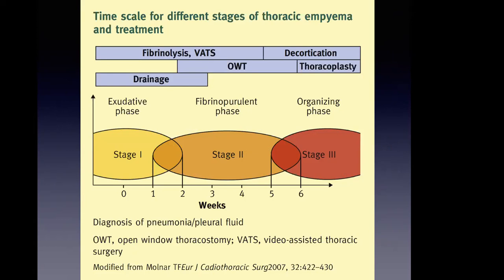For stage two, you can do VATS evacuation. Others would recommend fibrinolysis, but the data on fibrinolysis for empyema are usually for those areas without a thoracic surgeon, wherein there is no access for a thoracic surgeon, and some pulmonologists would offer putting in chest tubes or pleural drains and putting in fibrinolytics, but it's not really equivalent to the outcomes that we have draining it through video-assisted thoracic surgery. And for the more organized phase, you have options for doing decortication through open or VATS, and for more advanced stages, thoracoplasties.